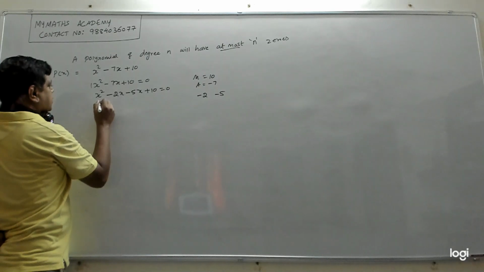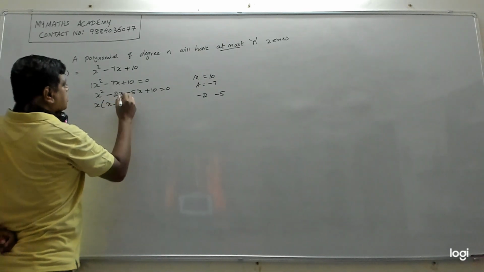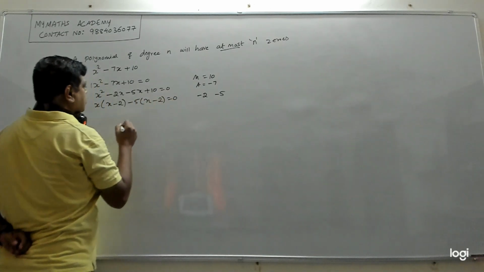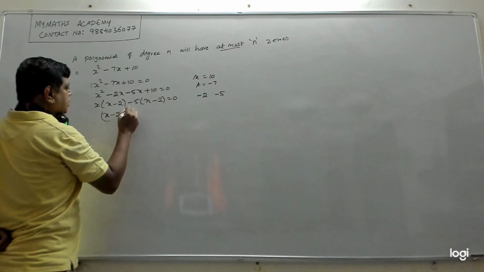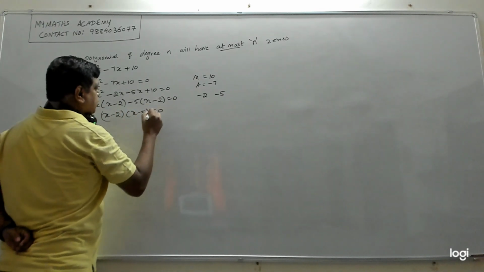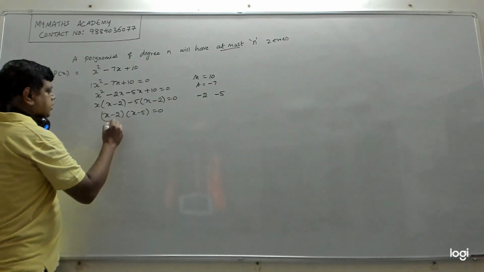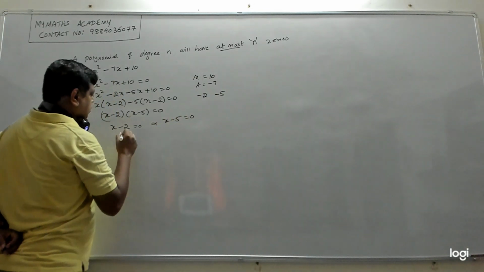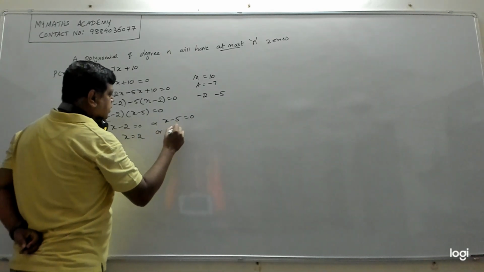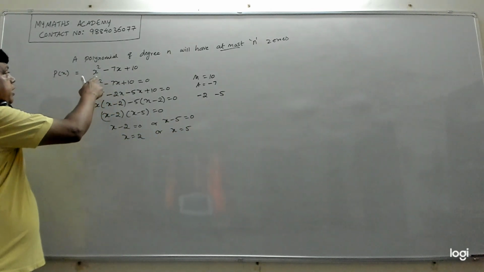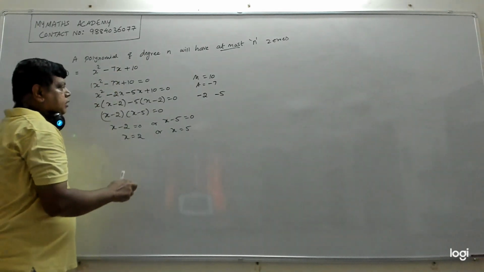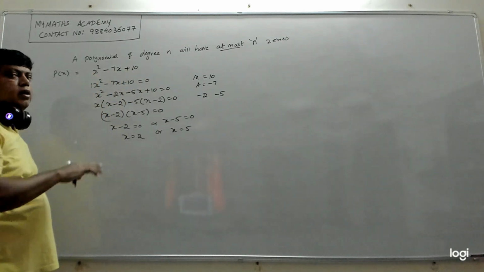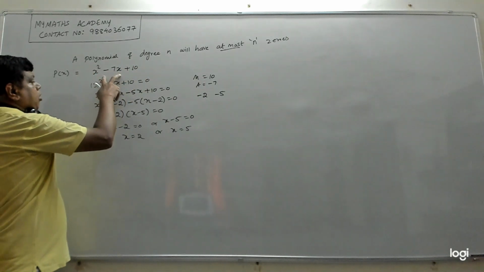So if I take x common, I'll get x minus 2. Then if I take minus 5 common, I'll get x minus 2, equal to 0. Then again, if I take x minus 2 common, I'll get x minus 5 equal to 0. So x minus 2 equal to 0 or x minus 5 equal to 0, which gives you x is equal to 2 or x is equal to 5. So when you put a quadratic polynomial equal to 0, it is called an equation. If there is no equal to 0, then it is called a quadratic polynomial. This quadratic polynomial has two zeros.